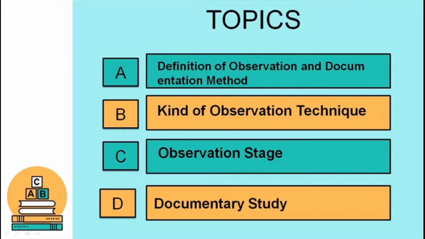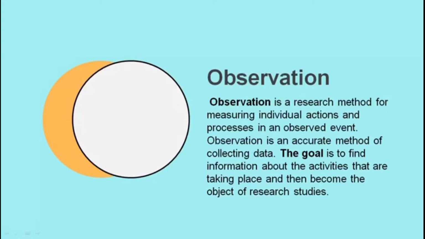I want to explain about the definition of observation and documentation method. The first one is observation. Observation is a research method for measuring individual actions and process in an observed event. Observation is an accurate method of collecting data. The goal is to find the information about the activities that are taking place and then become the object of research studies.